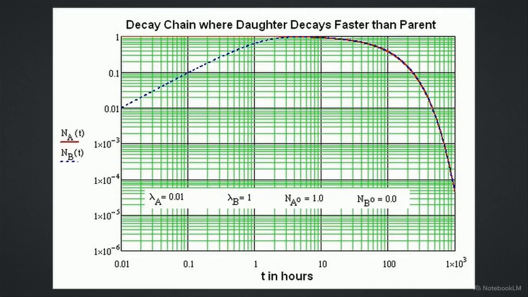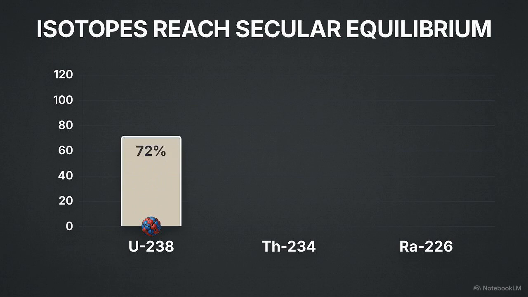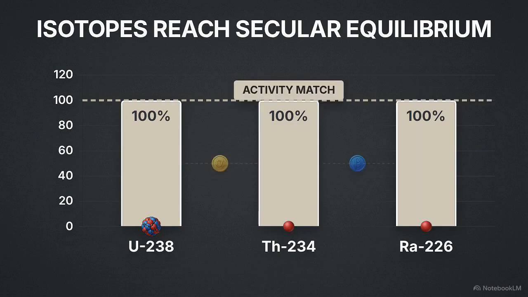Looking at this logarithmic plot of isotope activity over time, the blue line representing the daughter isotope rises steadily until it perfectly intersects the red line of the parent. At this precise intersection, the production rate down the entire chain strictly matches the decay rate. The radioactivities of the parent and all daughter isotopes equalize. In a closed system, like an undisturbed piece of continental crust, the radioactivity of uranium-238 will perfectly equal the activity of thorium-234, which equals the activity of radium-226.